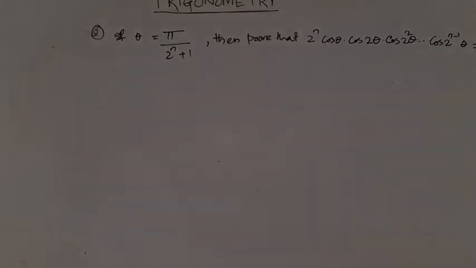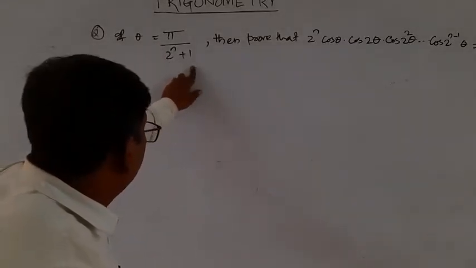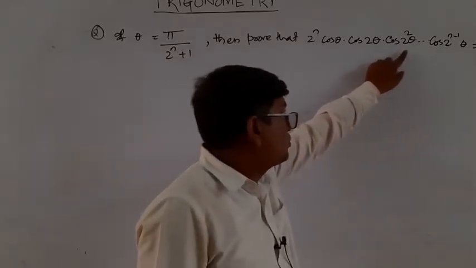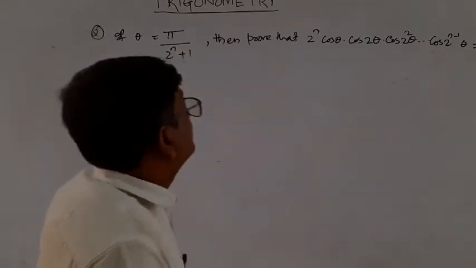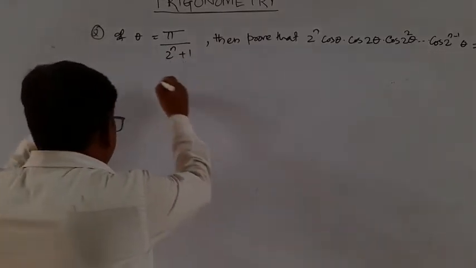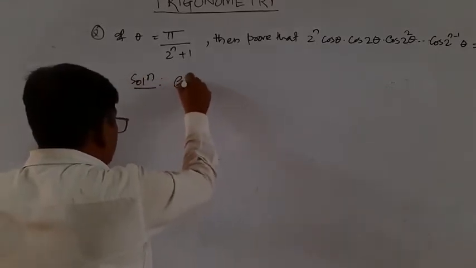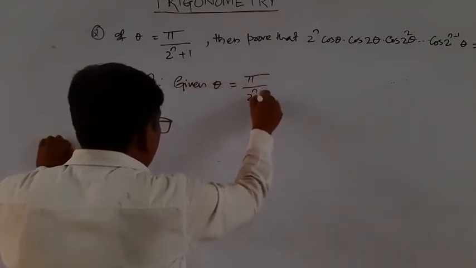Given that theta is equal to pi by 2n plus 1, then prove that 2n cos theta, cos 2 theta, cos square 2 theta, and so on up to cos 2n minus theta is equal to 1. So solution: given theta is equal to pi by 2n plus 1.